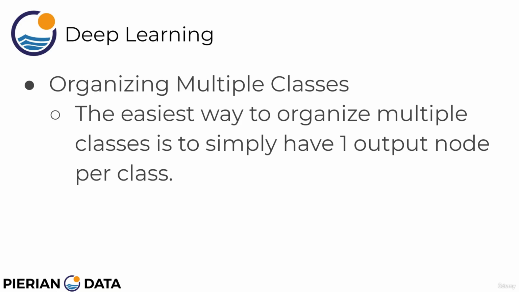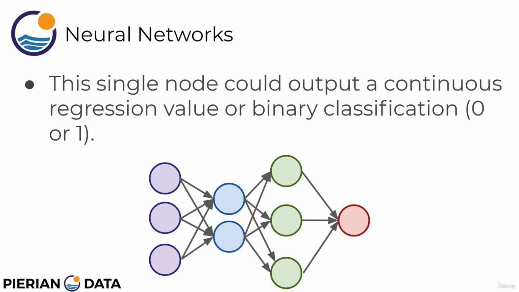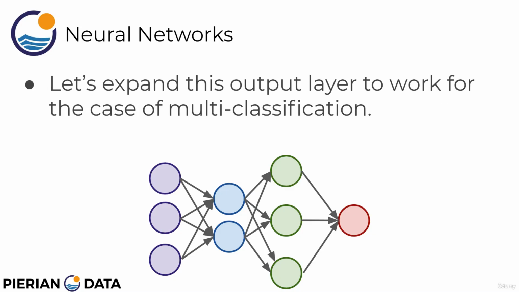So what we want to do is first figure out how do we actually organize data that contains multiple classes. And the easiest way to organize multiple classes is to simply have one output node per class. So previously, if we look back at that neural network that we were drawing out and illustrating, we thought of that last output layer as a single node. That single node could maybe output a continuous regression value or a binary classification, 0 or 1, or maybe some value between 0 or 1.